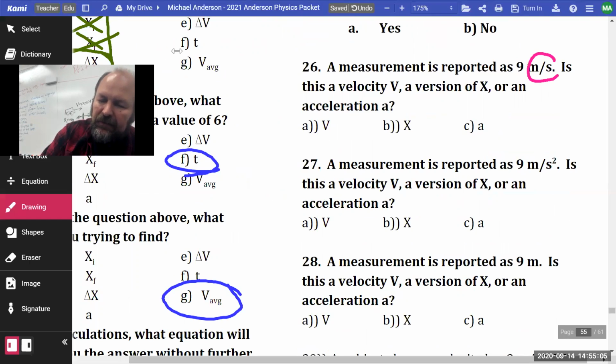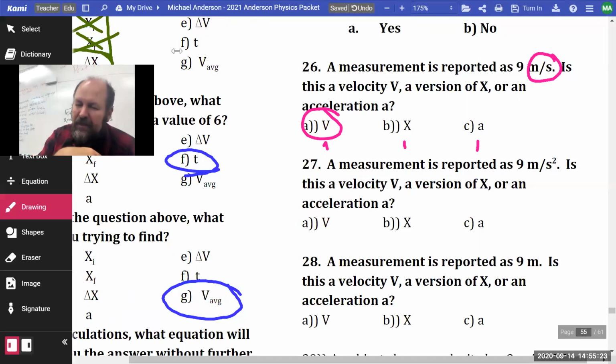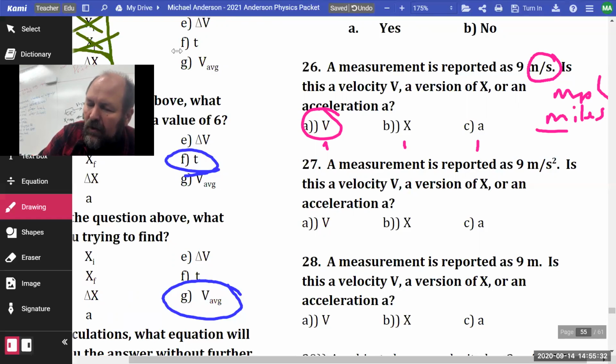Looking at the unit, we see meters per second. That should be a good hint there. Only one of these has a unit of meters per second, or it's just a simple fraction of a length over a time. It's going to be velocity. Miles per hour would be another example. The per means division, so miles per hour could also be written as miles over hours.